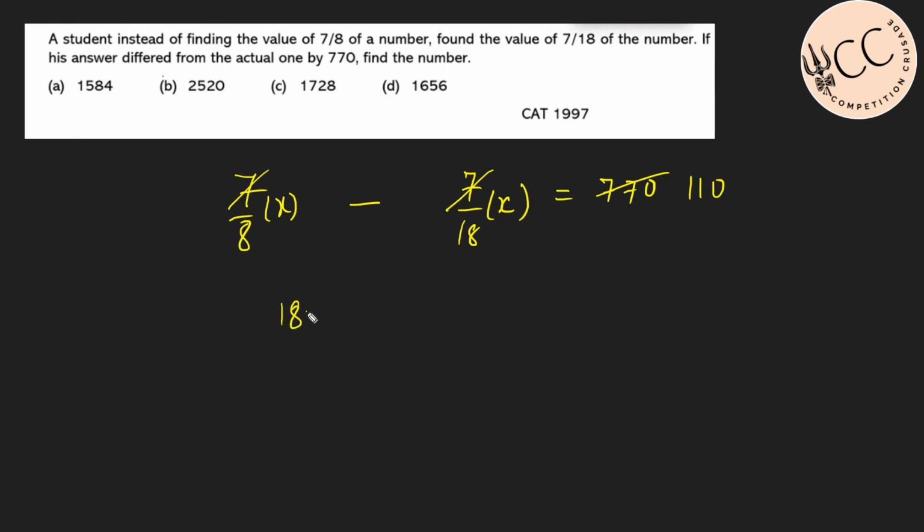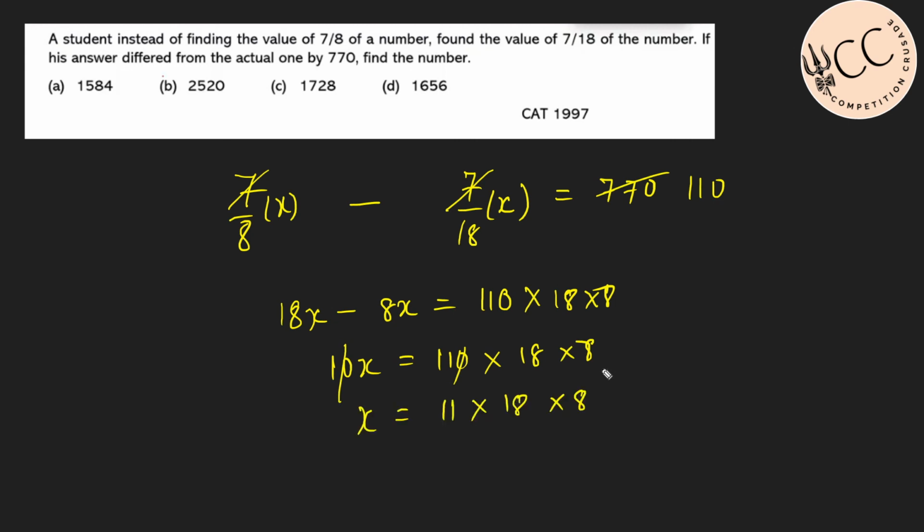The next part is pretty intuitive. This is going to be 18x minus 8x, that is equal to 110 into 18 into 8. This is equal to 10x, that is equal to 110 into 18 into 8. 0 and 0 cancel. Now x is equal to 11 into 18 into 8. How do I do 11 times 18? It's actually 180 plus 18, 198. So 198 into 8. There are many ways of doing this.